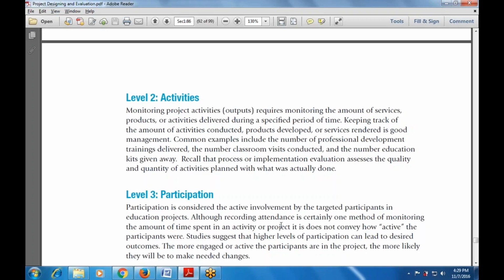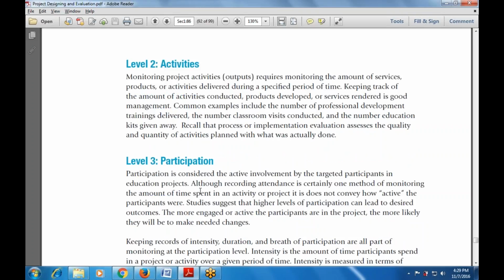Whoever is a participant, that is the data currently being delivered with the participation. It is considered the most involvement by the targeted participants in the education projects. Although recording attendance is one method of monitoring the amount of time spent, what is the amount of time spent? Why are we using it as one method of monitoring the time spent? What data is acquired from the time spent?